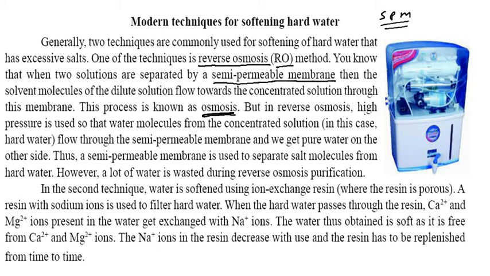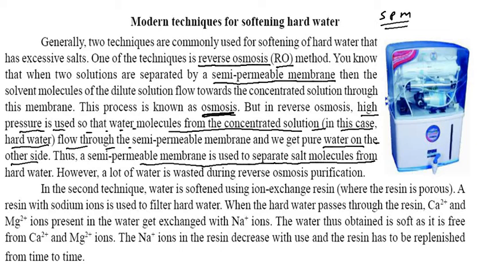But in the reverse osmosis, high pressure is used so that water molecules from the concentrated solution, in this case hard water, flow through the semi-permeable membrane and we get pure water on the other side. Thus, a semi-permeable membrane is used to separate salt molecules from hard water. However, a lot of water is wasted during the reverse osmosis purification. Is purification mein bahut zyada water bekar chala jata hai.